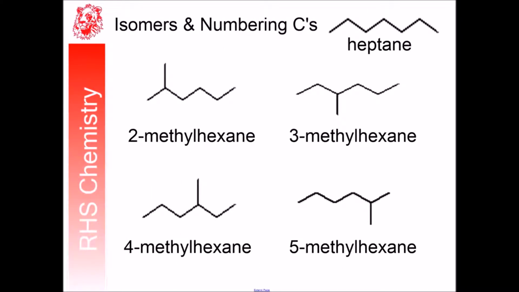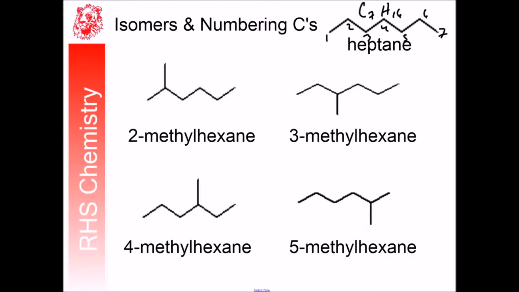So now I'd like to look at something called isomers and numbering our carbons. Here we have heptane. So 1, 2, 3, 4, 5, 6, 7, 7 carbons. That's going to be C7H16. And we would simply number them: carbon number 1, 2, 3, 4, 5, 6, 7.